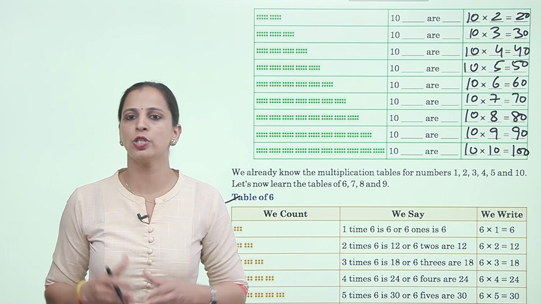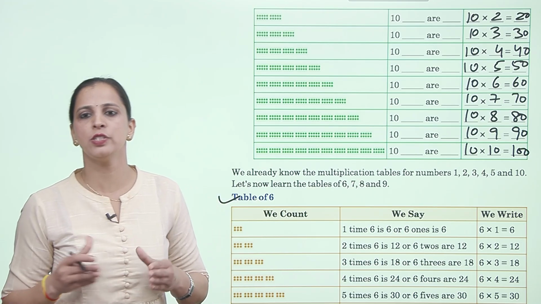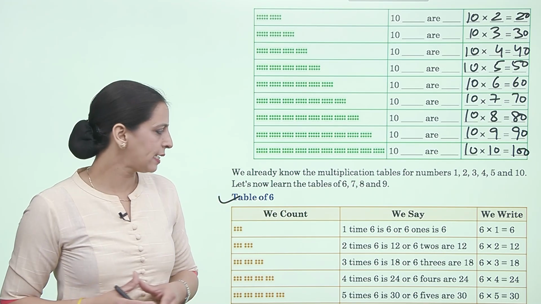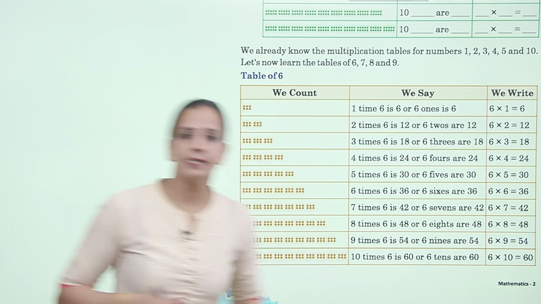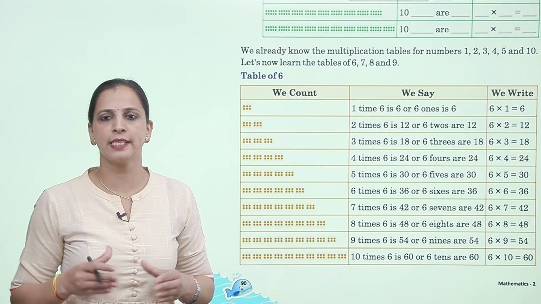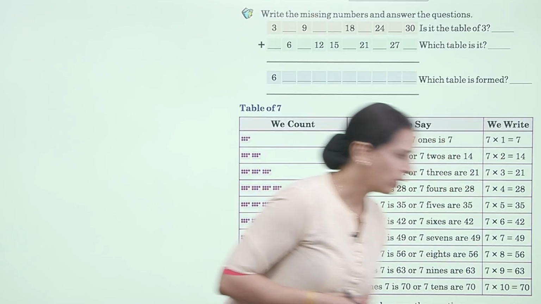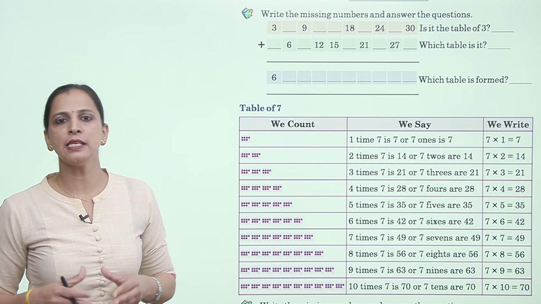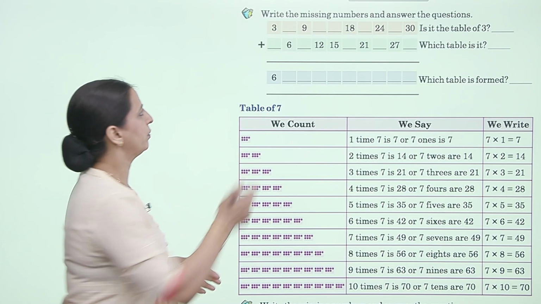6 1s are 6, 6 2s are 12, 6 3s are 18, 6 4s are 24, 6 5s are 30, 6 6s are 36, 6 7s are 42, 6 8s are 48, 6 9s are 54, 6 10s are 60. Now write the missing numbers and answer the question.